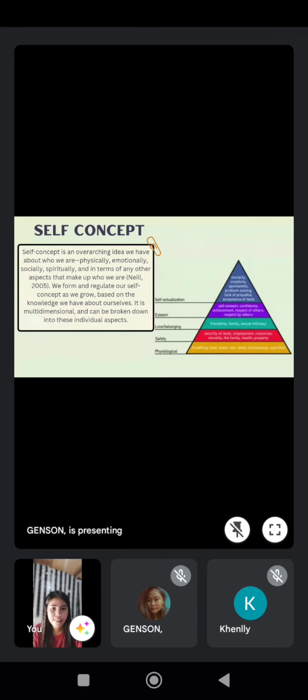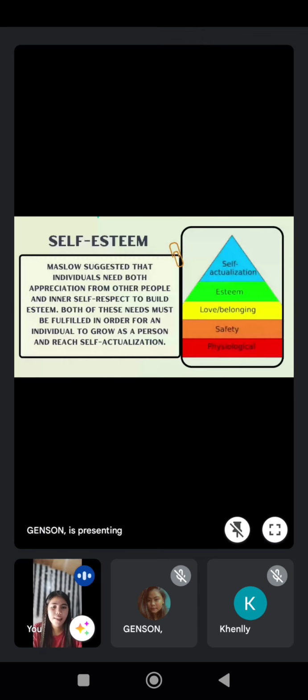Then the last one we have here is self-esteem. So what is self-esteem? Self-esteem is how we value and perceive ourselves. It also refers to our respect for our own values and worth. Maslow suggested that individuals need both appreciation from other people and inner self-respect to build esteem. Both of these needs must be fulfilled in order for an individual to grow as a person and reach self-actualization.